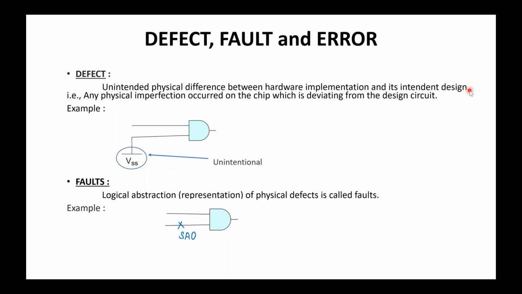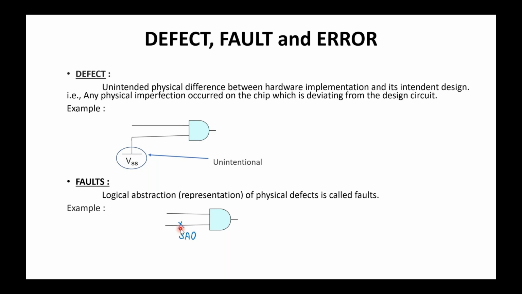A fault is a logical abstraction, that is, a logical representation of a physical defect. This is a physical defect. If it has to be represented logically, then we can represent it as stuck at 0. This is called a fault. The logical representation of a physical defect is called a fault.